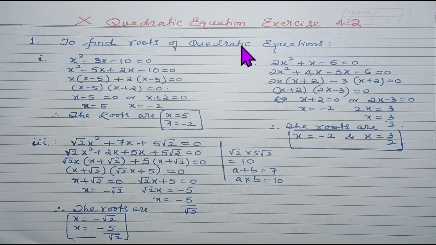So we are asked to find the roots of the quadratic equation. The first example is x square minus 3x minus 10 equal to 0.